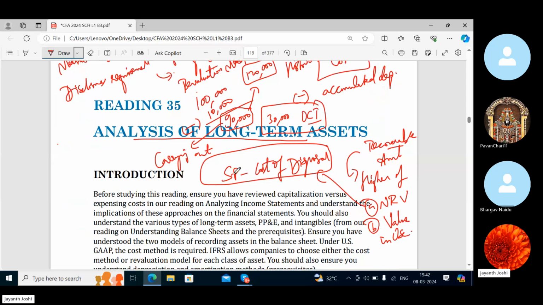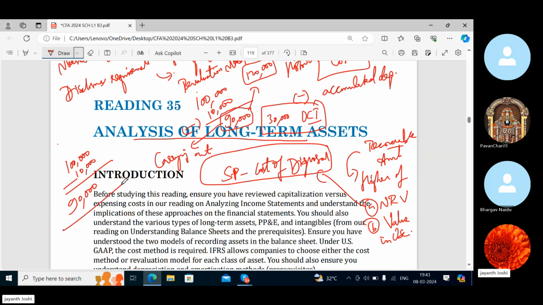Selling price minus cost of disposal is the NRV. You wanted to sell an asset at some price, and you are incurring some cost or expenses towards the sale of that asset, such as paying commission to an agent. If 100,000 is the value of the asset and you are paying 10,000 as commission, then 90,000 comes out as NRV.